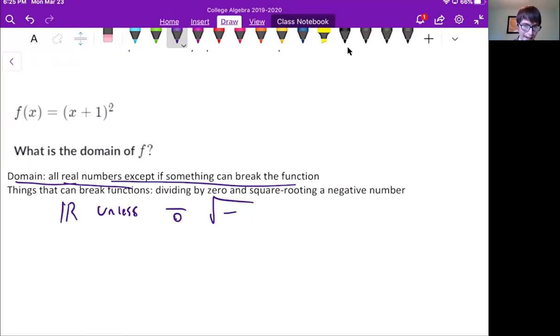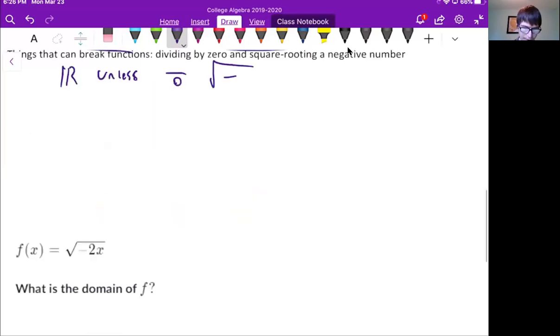So let's look at this one. f of x equals (x plus 1) squared. Now, there's no division sign, so we can't divide by 0. There's no square root sign, so we can't take the square root of a negative. So this one is just all real numbers. All real numbers, and that's our answer. Simple as that.